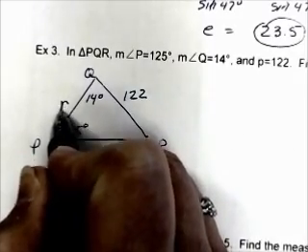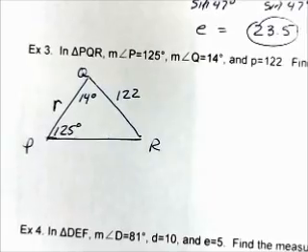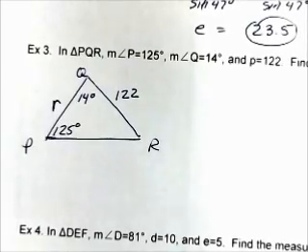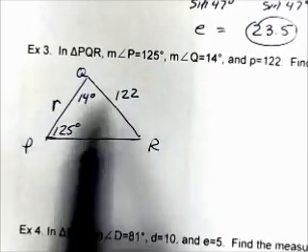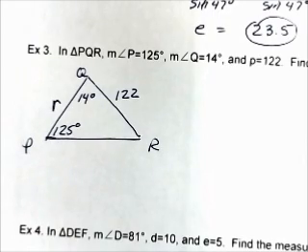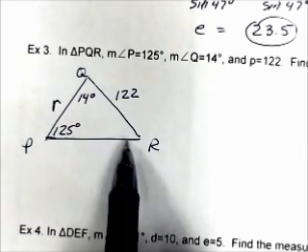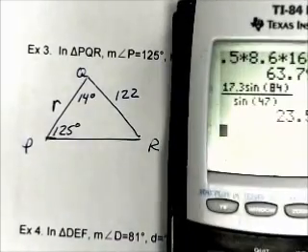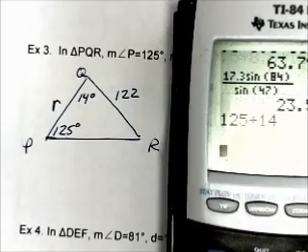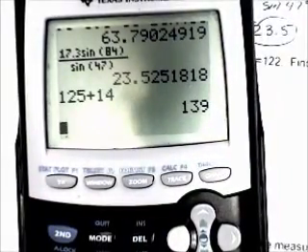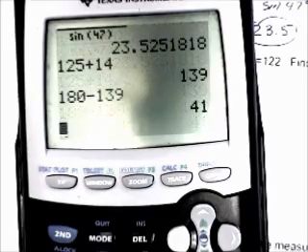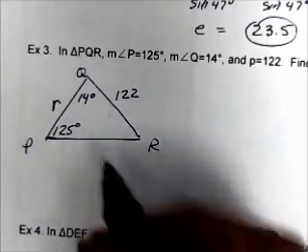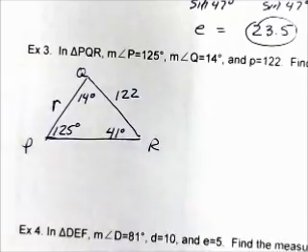Okay, so we need to find the length of the side opposite angle R. And we have two sides that are represented. All right, so this is using law of sines. We need to know what the measure of angle R is, but we can easily get that. We take the 125 plus the 14 and subtract that from 180. 180 minus 139 is 41. So angle R is 41 degrees.